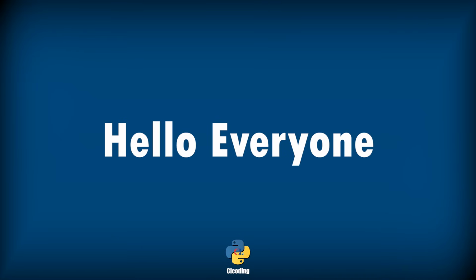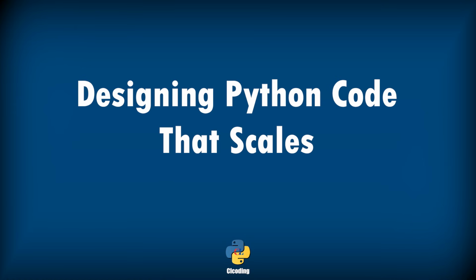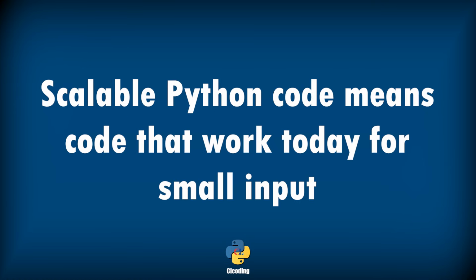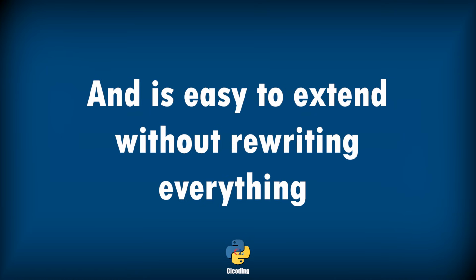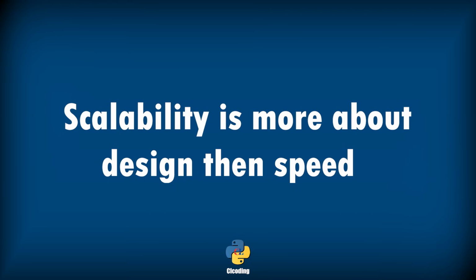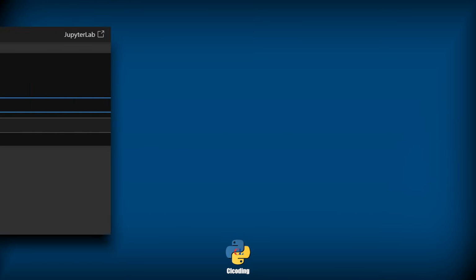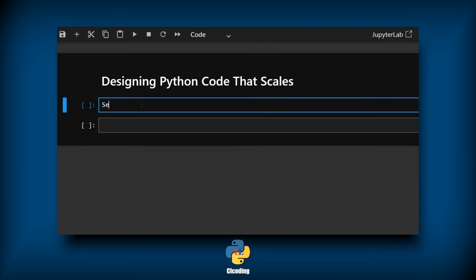So today's video is all about designing Python code that scales. Scalable Python code means code that works today for small input, still works tomorrow when user data or features grow, and is easy to extend without rewriting everything. Scalability is more about design than speed. So let's start by understanding some examples.